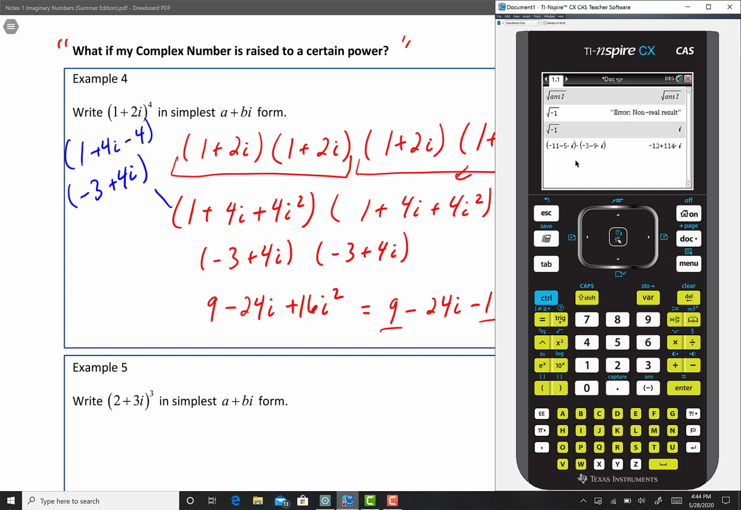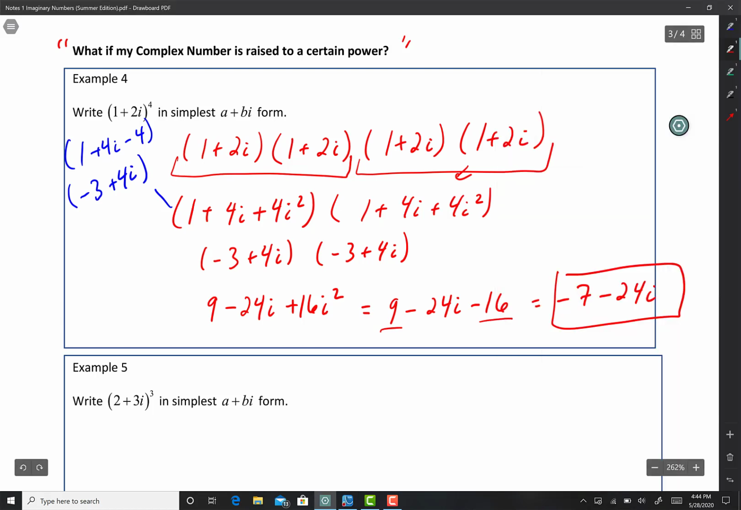So I come back in here and I go 1 plus 2i, and I'm going to raise this to the 4th power. I push enter, and there it is: negative 7 minus 24i. That's what we got? Yep, that's what we got. And that's how you do it, guys.